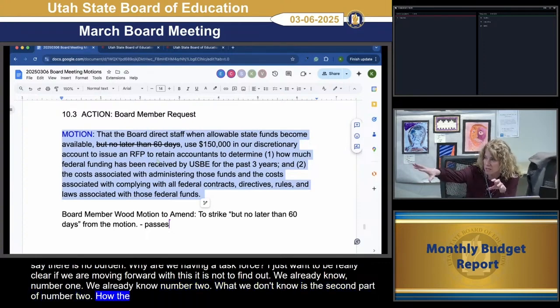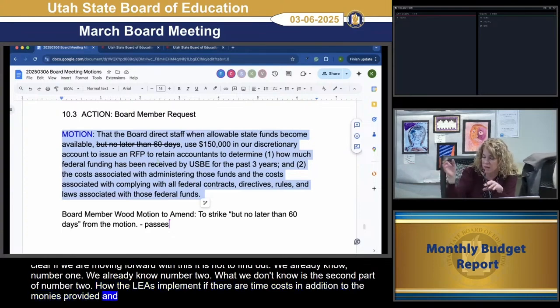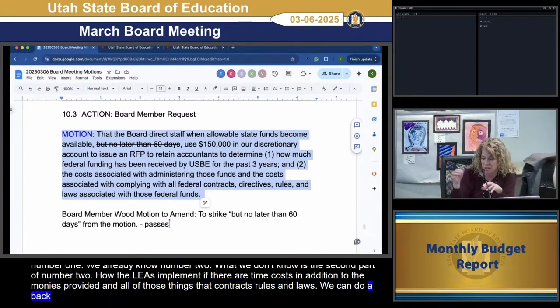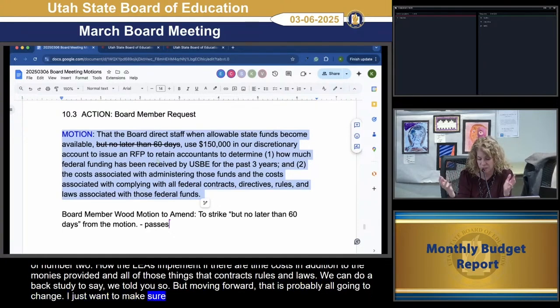And all those things, the contracts, directives, rules, and laws, we can do a back study to say, we told you so, but moving forward, that's probably all going to change. I just want to make sure we're aware of what we have and what we need and how we're going to get it and how it might be in flux moving forward.